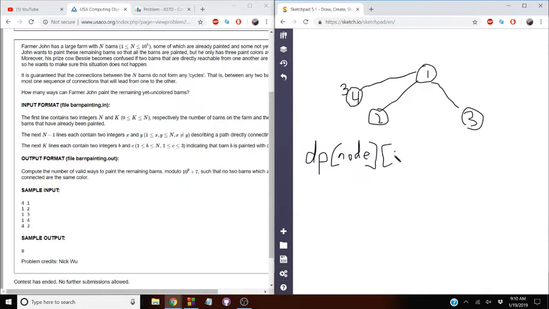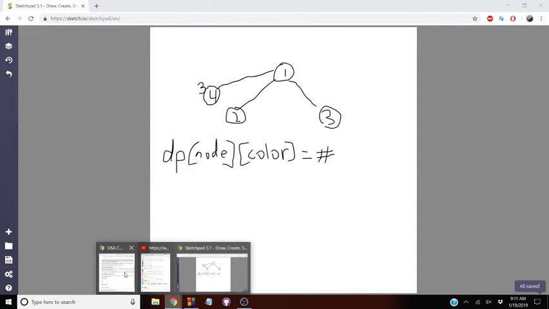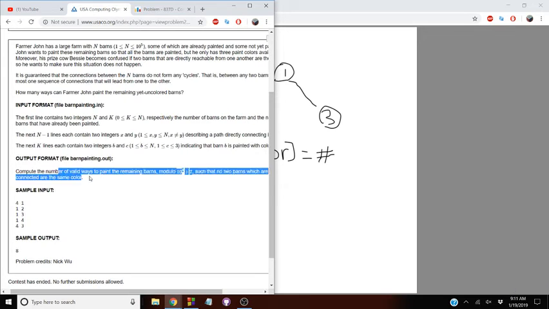DP node color equals, and DP on trees problems almost always have to do something with the subtree, right? So DP node color equals number of ways, and the problem statement is the number of valid ways to repaint the remaining barns.